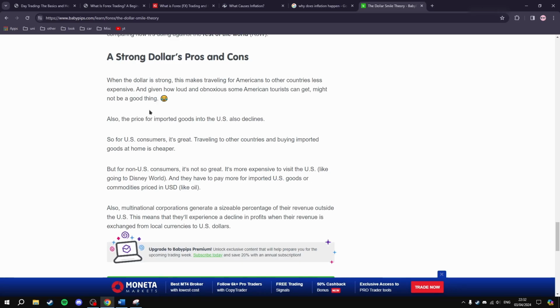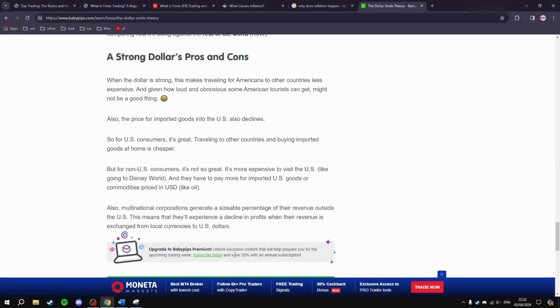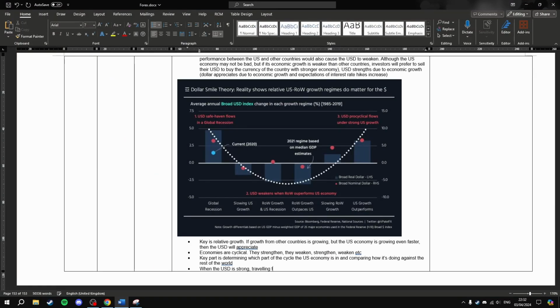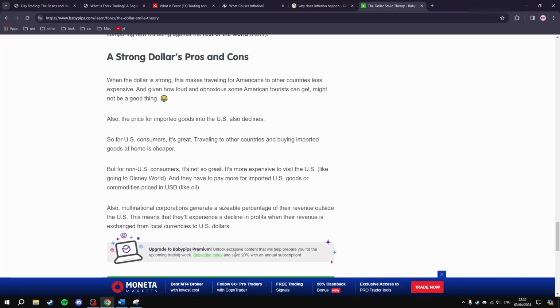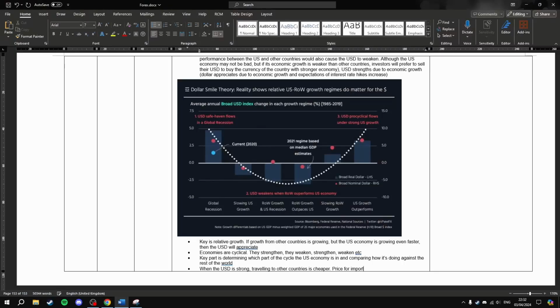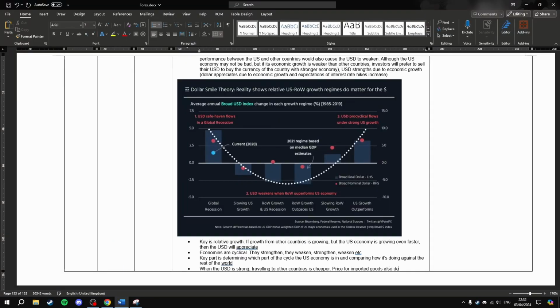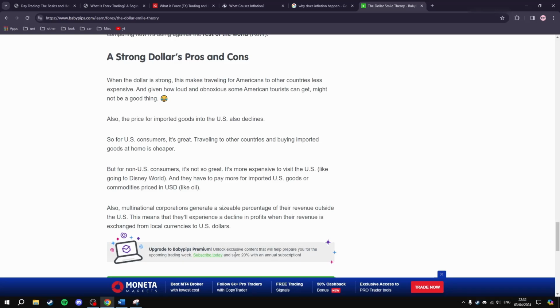Also, the price for imported goods into the US also declines. When the USD is strong, traveling to other countries is cheaper. Price for imported goods also declines, so the stuff also gets cheaper.